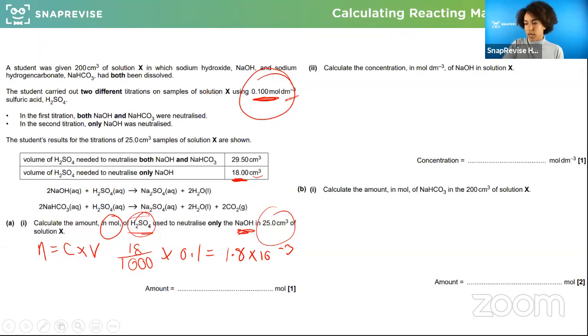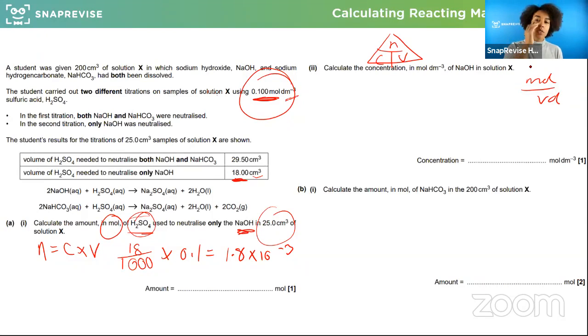Okay, the next question says, calculate the concentration of sodium hydroxide in solution X, in moles per dm cubed. So what piece of information do we already have that's going to be useful? What did we just work out? Again, we're going to be using this triangle. Someone says moles over volume, which is correct. We're going to be doing the number of moles over volume at some point. That's our n over V.